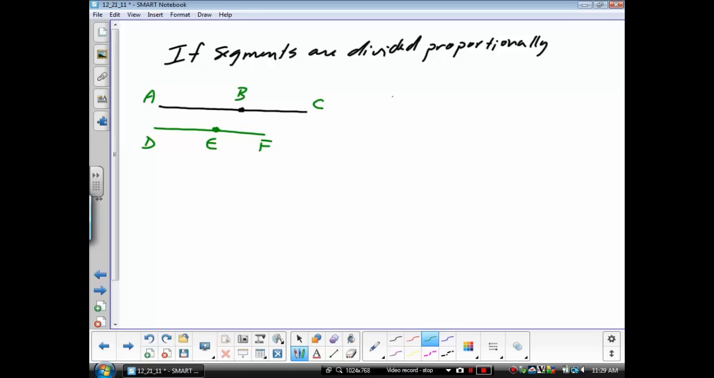So, AB will be to DE as BC is to EF. Now that's just one proportion that can be formed there. We could also, using property of proportion, as long as we keep our direction the same, we're forming a correct proportion. For example, we could say AB is to BC as DE is to EF.